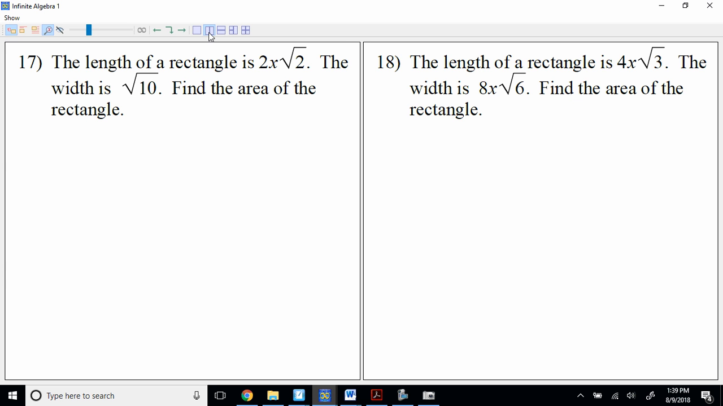That is 4x square root of 5. This is 4x square root of 5? Yes? So the answer to this one is 4x square root of 5. You can double check me. Please do. And then the other one, let's see if I can do it, and y'all can verify in a second.